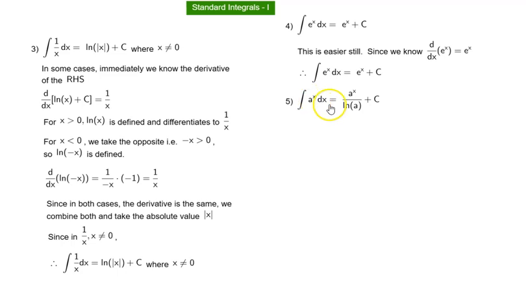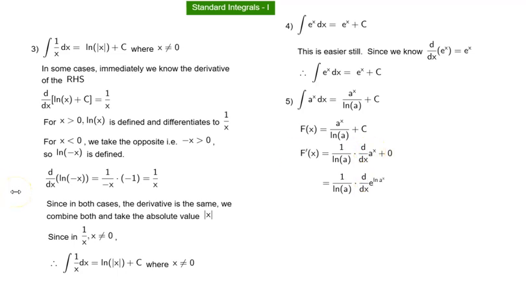Integral of a to the power of x dx equal to a to the power of x by natural log of a plus c. Now, again, let's prove this by taking the derivative of the right hand side. So let's say the integral f of x equal to a to the power of x by natural log of a plus c. Take the derivative of that. 1 by natural log of a is constant. So we take it out and take the derivative of a to the power of x.